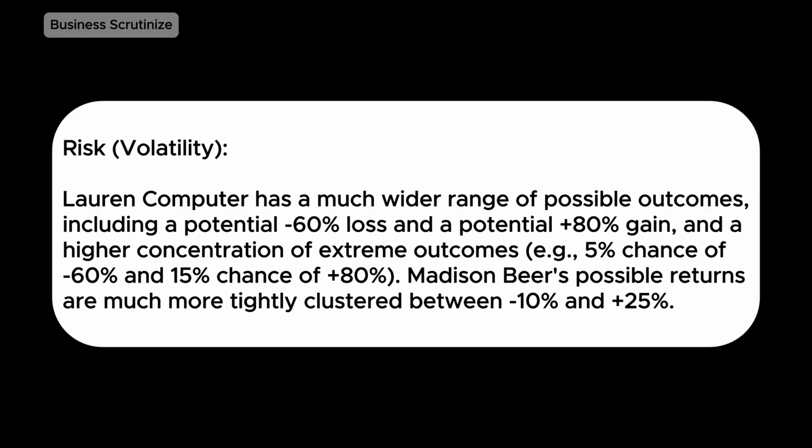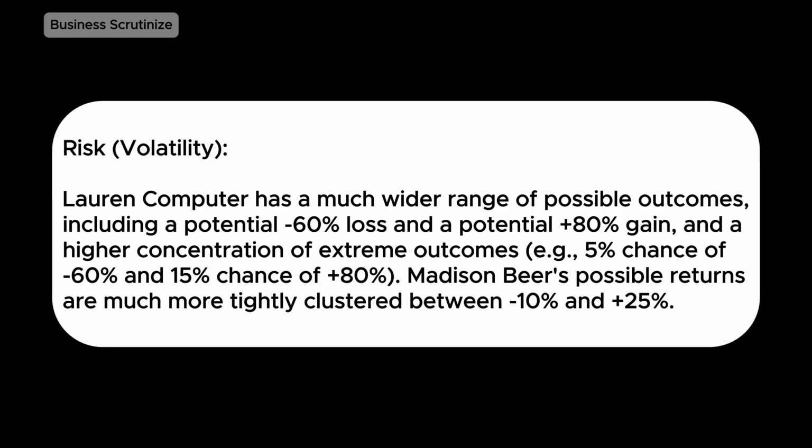Now, if we focus on risk and volatility, we can see that Laurent computer has a much wider range of possible outcomes, including a potential minus 60% loss and a potential plus 80% gain, and a higher concentration of extreme outcomes, that is a 5% chance of a 60% negative return and a 15% chance of an 80% positive return.